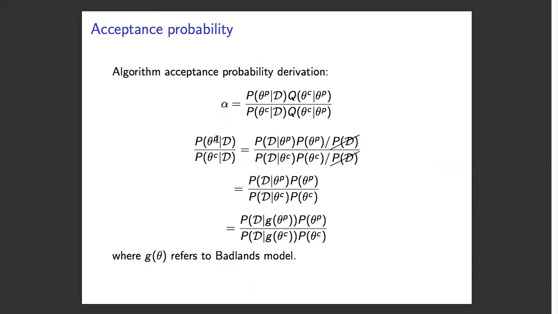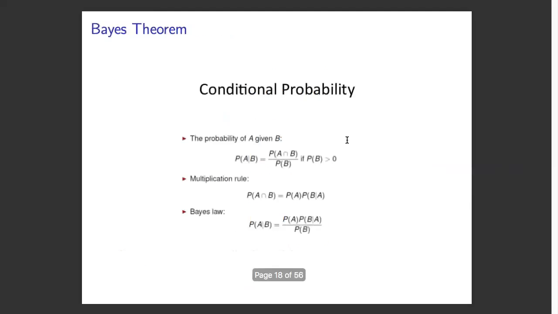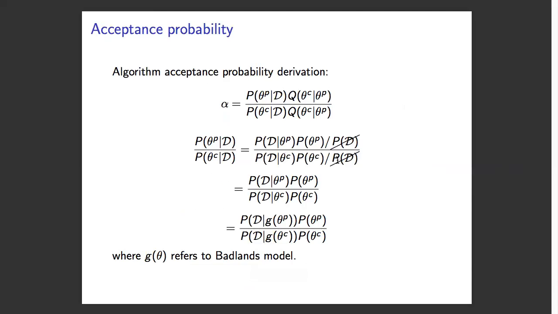You can see the theta is proposal and the theta on the bottom is current, but the D, which is your fancy D, remains the same. And that is divided by the probability of the fancy D. Basically the fancy D, which is this denominator here, it cancels out, and then you're left with this, right?